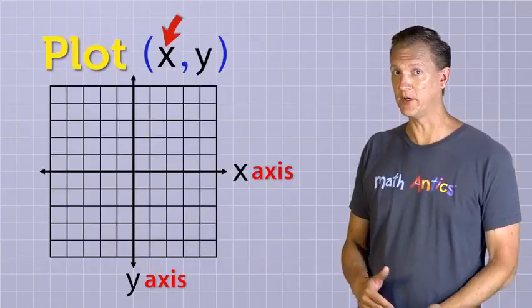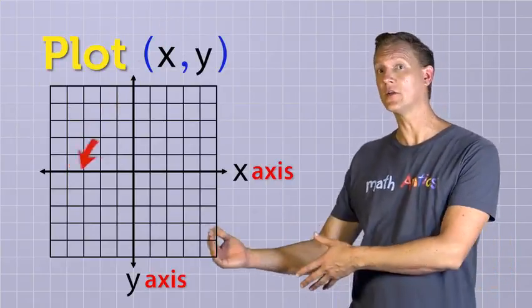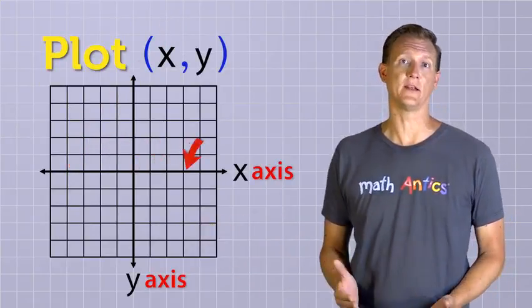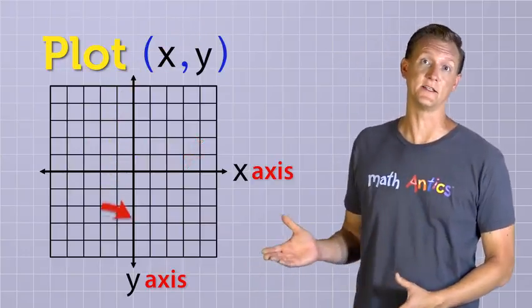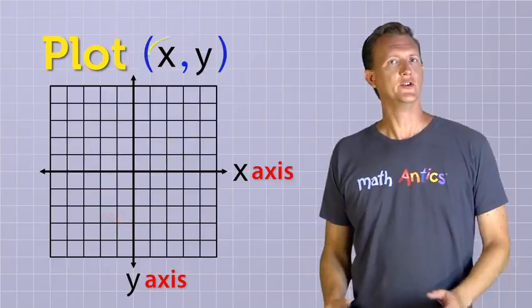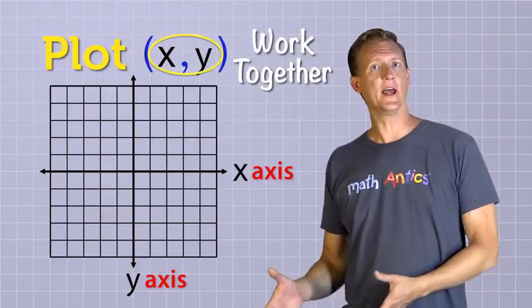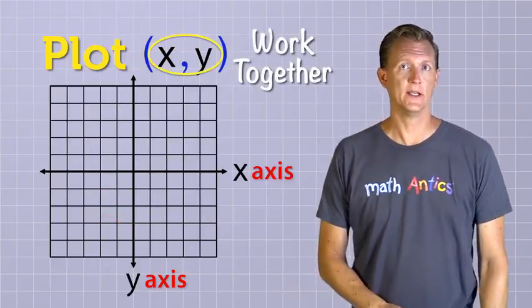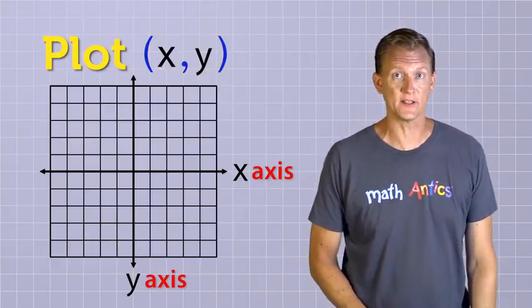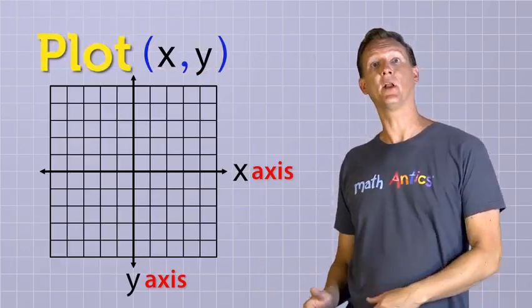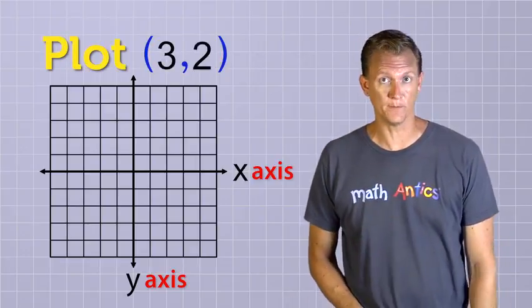Well, the first number in the ordered pair tells you where along the x-axis the point is located. And the second number in the ordered pair tells you where along the y-axis the point is located. The two numbers in an ordered pair work together to define a single point, and each one of the numbers only gives you half of the information about where that point is. To see how this works, let's plot the coordinates (3, 2).